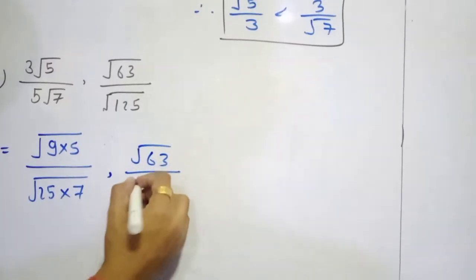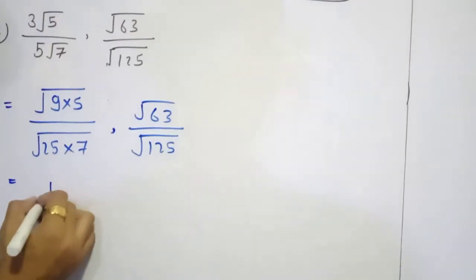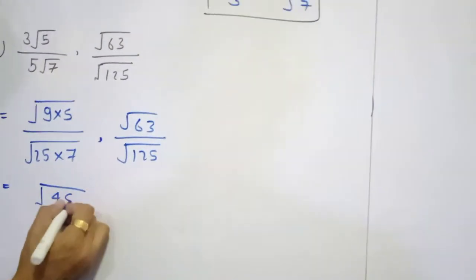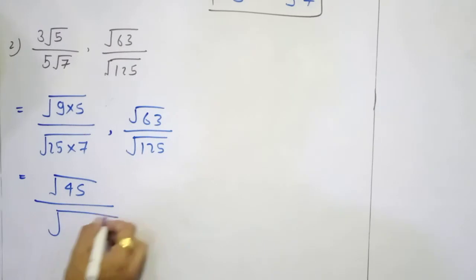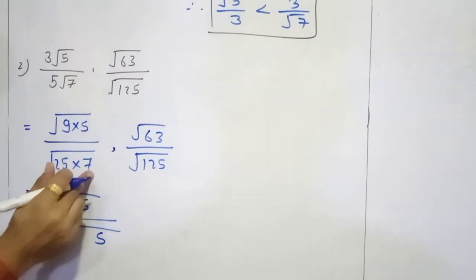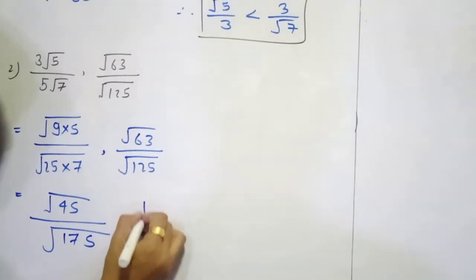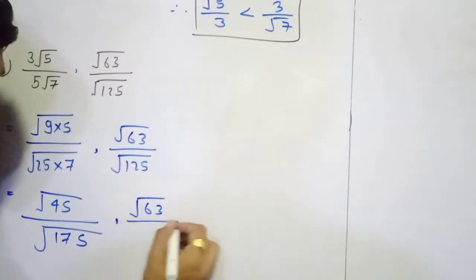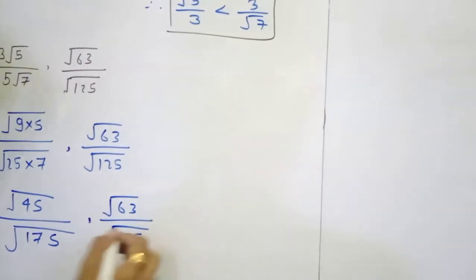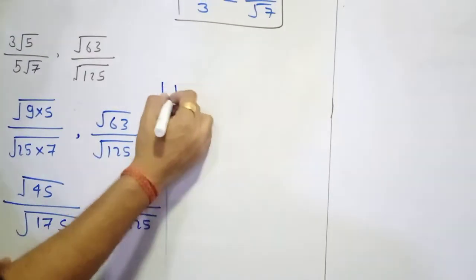And here we have 63 and 125. It will become like 9 5s are 45 upon 7 5s are 35, 3 carry, 7 2s are 14 plus 3 is 17, so 175. And here we already have root 63 upon root 125. Now do the cross multiply.